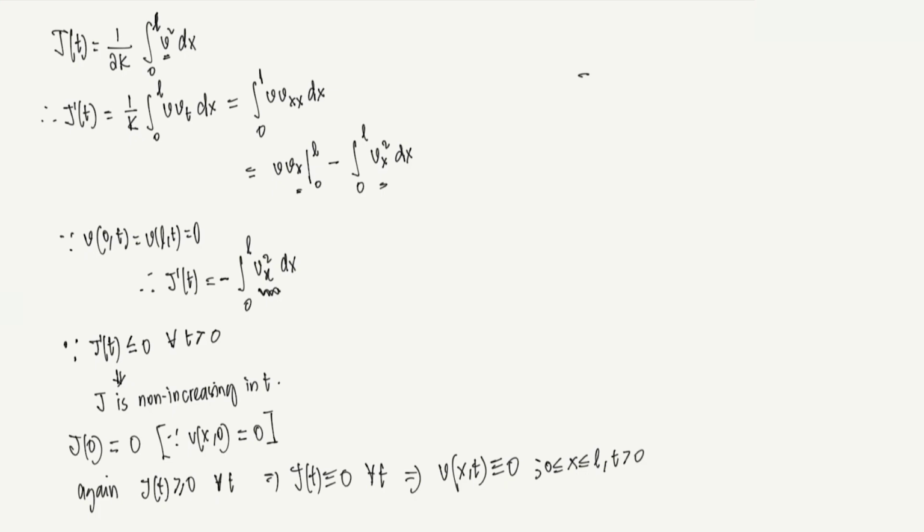Why? Because if J is 0, the integral of v square has to be 0. So v has to be 0, right? There is no other way. So if v is 0, that will imply u1 has to be equivalent to u2. I hope this is clear.